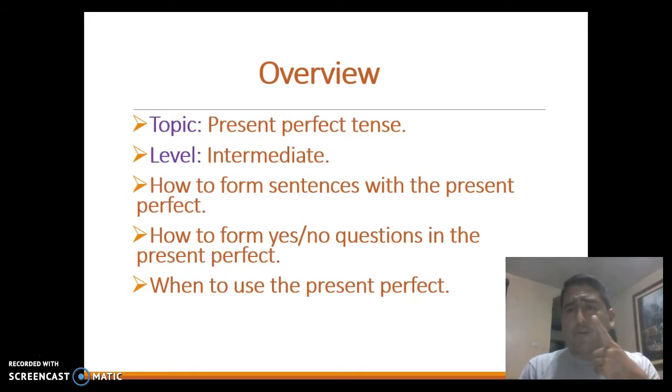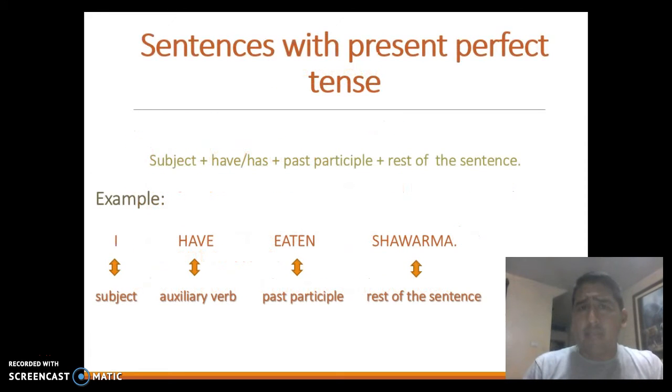Let's talk about the first one. Sentences with the present perfect. Sentences are formed with the subject plus have or has plus the past participle and the rest of the sentence, or the complement. There's an example there. I have eaten shawarma. I is the subject, have is the auxiliary verb, eaten is the past participle, and shawarma is the rest of the sentence or the complement.